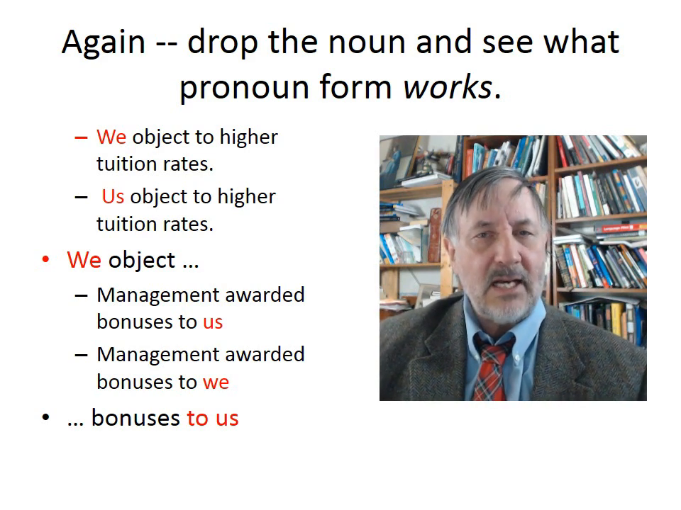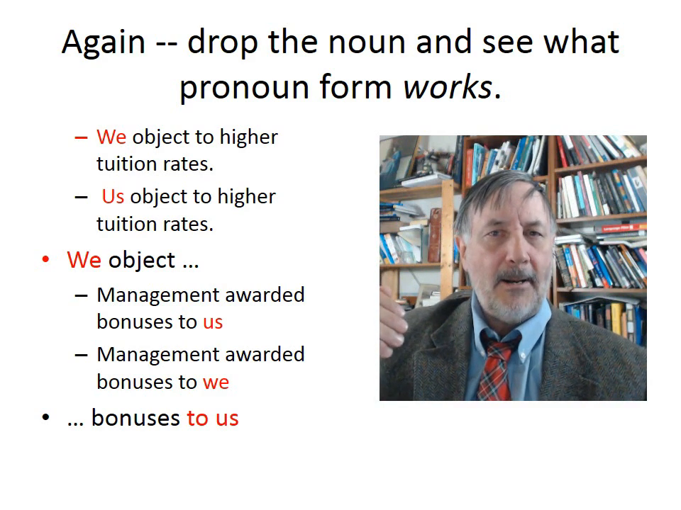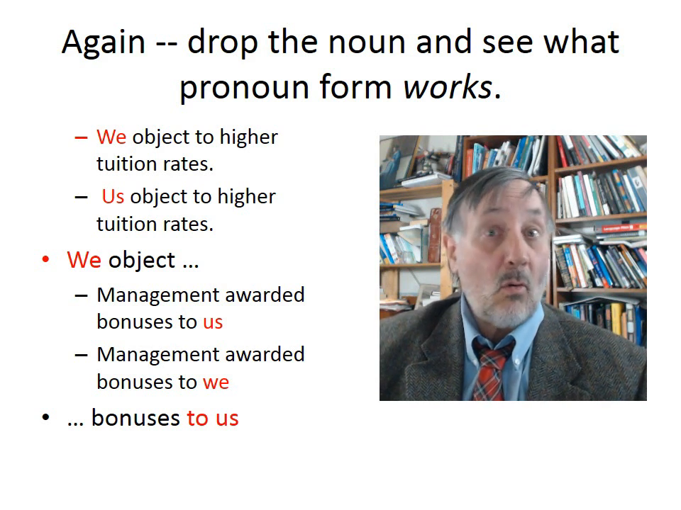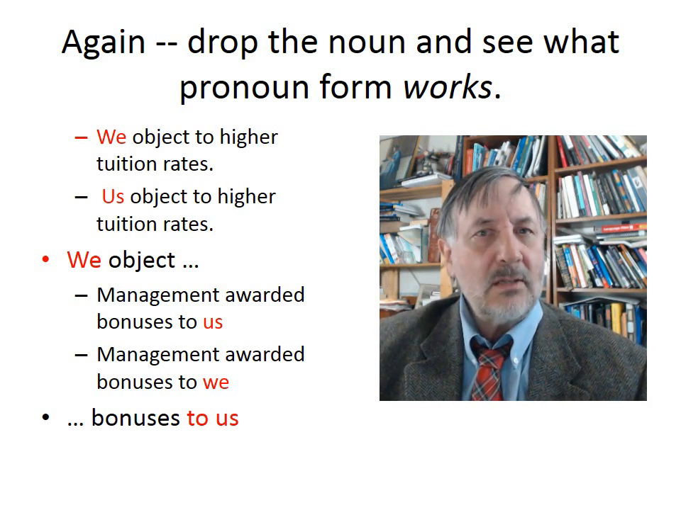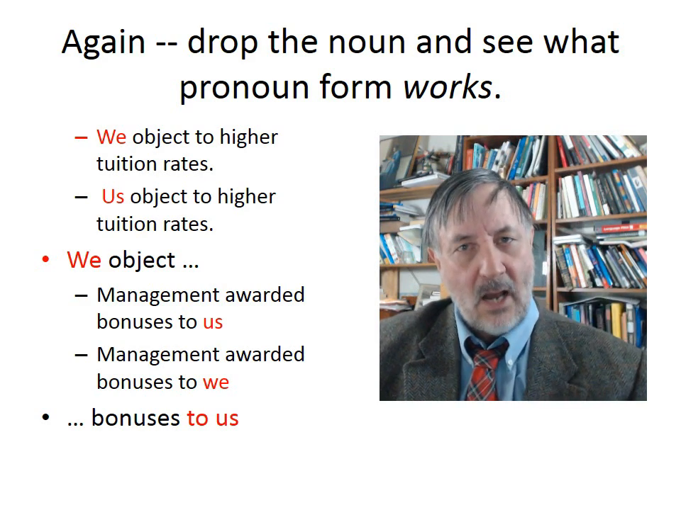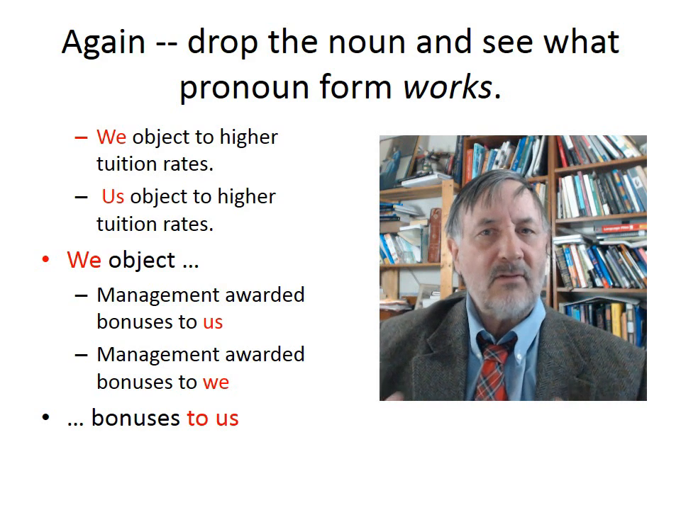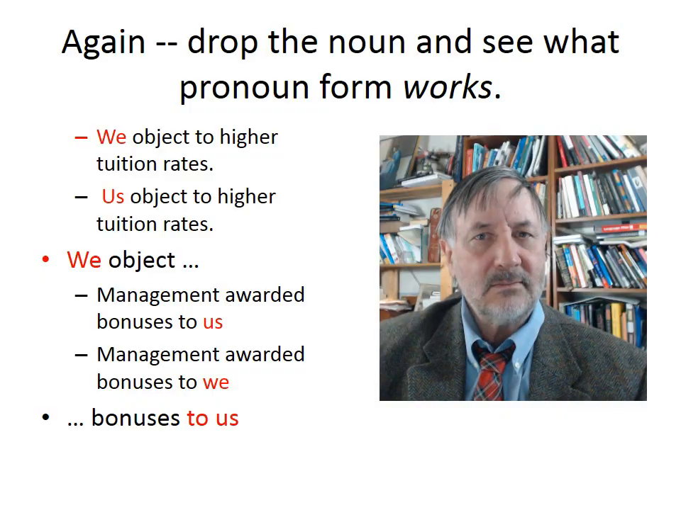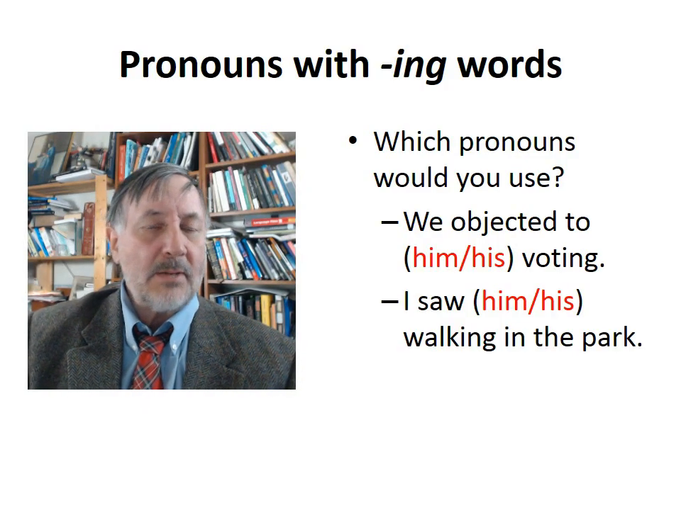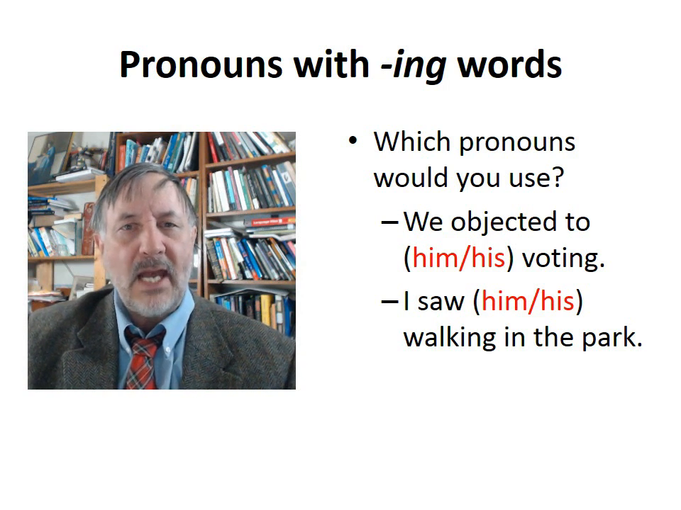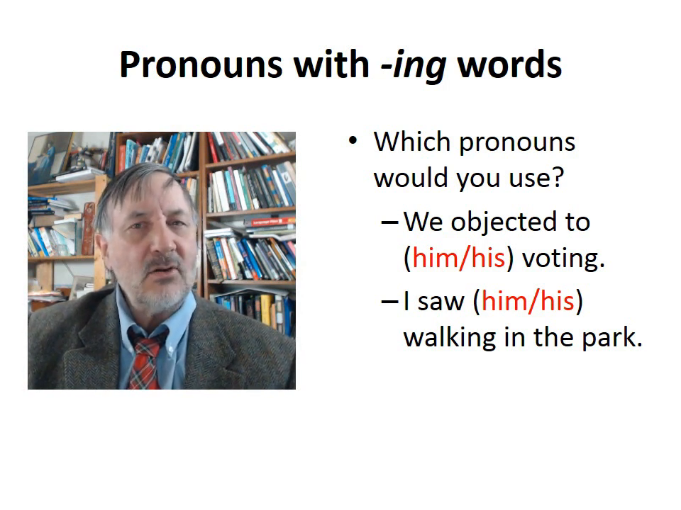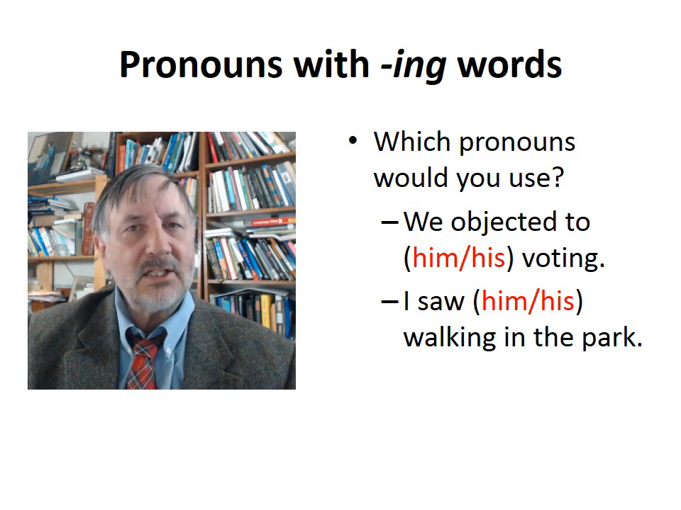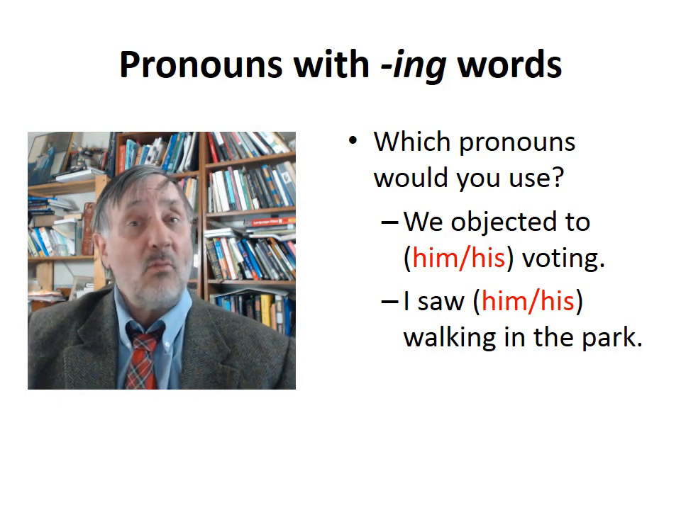Okay, when you have the appositive, that is a pronoun and a noun together, such as we students, or to us employees, you simply drop the noun, and then you can tell which would be the correct pronoun form by holding the pronoun in isolation. Pronouns with ing words, and sometimes these are called gerunds. The ing words, such as we objected to him voting, or we objected to his voting. I saw him walking in the park. I saw his walking in the park. Okay, which form would you use?